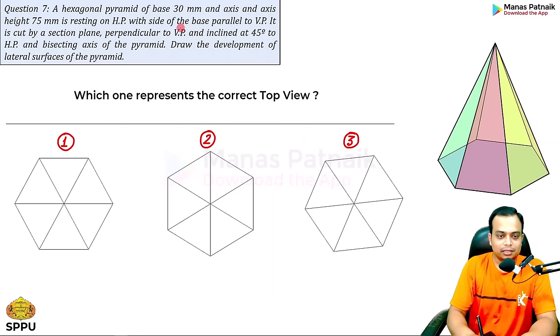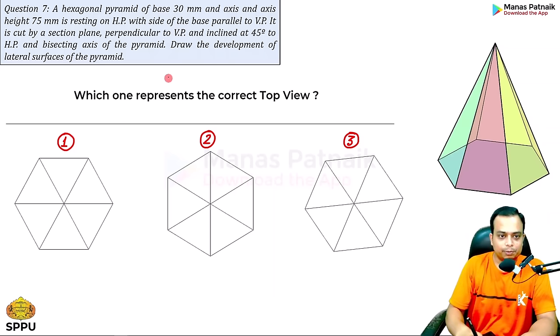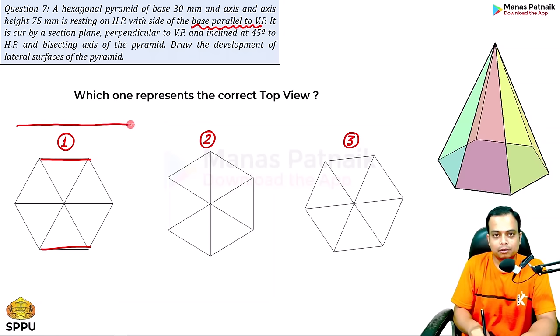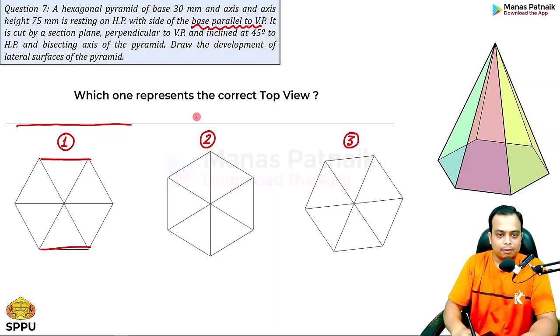Sir, we've been asked to make sure that the hexagonal pyramid is resting with its base on HP. Yes, with a base side parallel to VP. If you watch carefully in this diagram, in option one, these two base sides are actually parallel to the vertical plane. Since they are parallel to XY, that's why they are parallel to VP. That's the idea. But sir, in option number two, one of the base sides is perpendicular to the XY line.